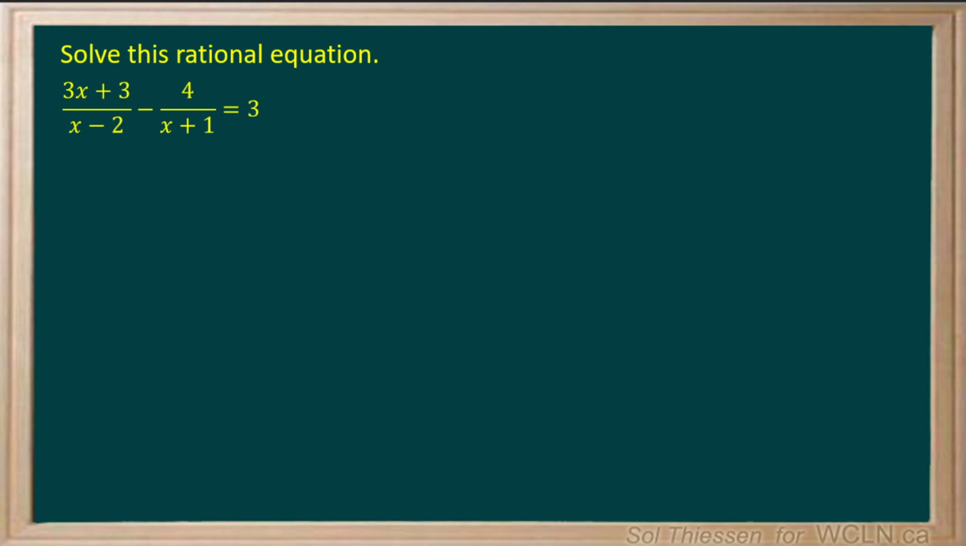Solve this rational equation. When trying to solve a rational equation, the first thing to do is multiply through by a common denominator of all the fractions in our equation. In this case, we only have two fractions, and their denominators cannot be factored any further, so it's easy to see that the lowest common multiple of those two denominators is x plus 1 times x minus 2. So simply the product of the two denominators. So we're going to multiply through by this lowest common multiple or lowest common denominator.